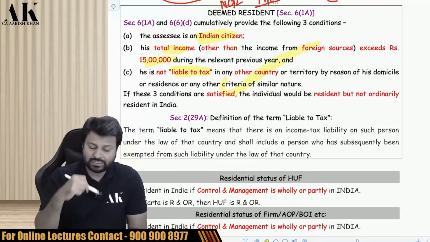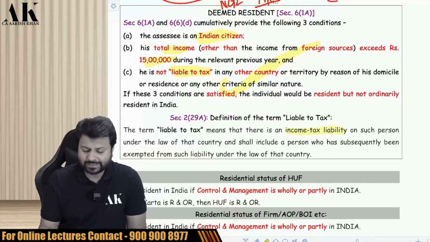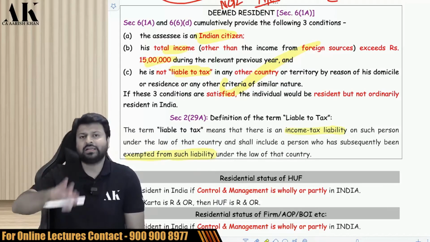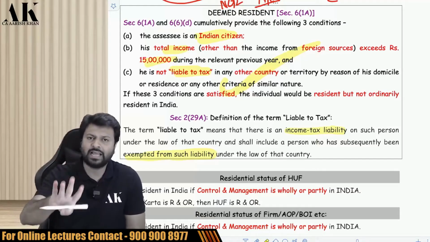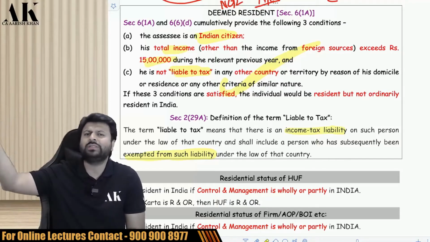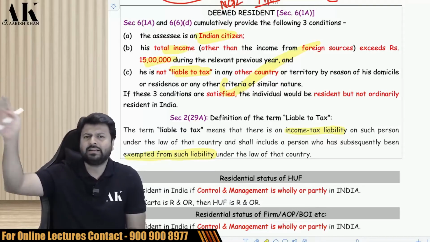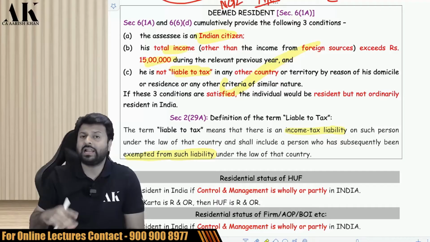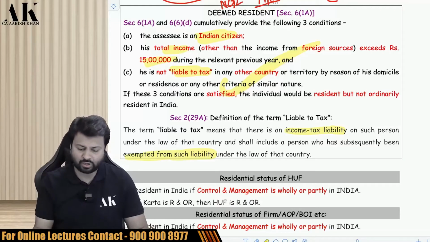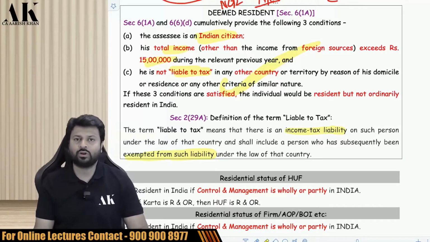Check it please. Liable to tax means what? There is an income tax liability, and subsequently which has been exempted will also be considered as liable to tax. Okay, so if there is a person to whom there is some income tax liability in say UK, and that government has exempted the tax on that person, that will also be called as liable to tax, as per the income tax law. So this is what the residential status is all about of an individual.